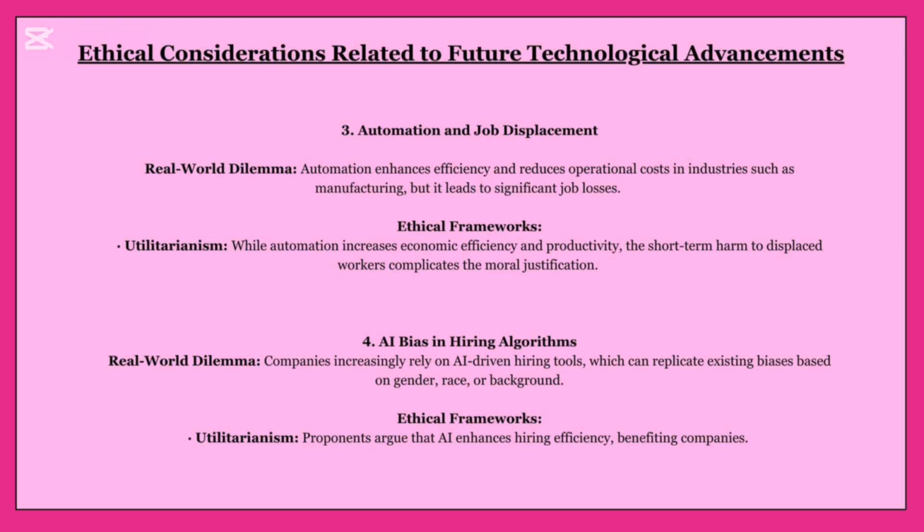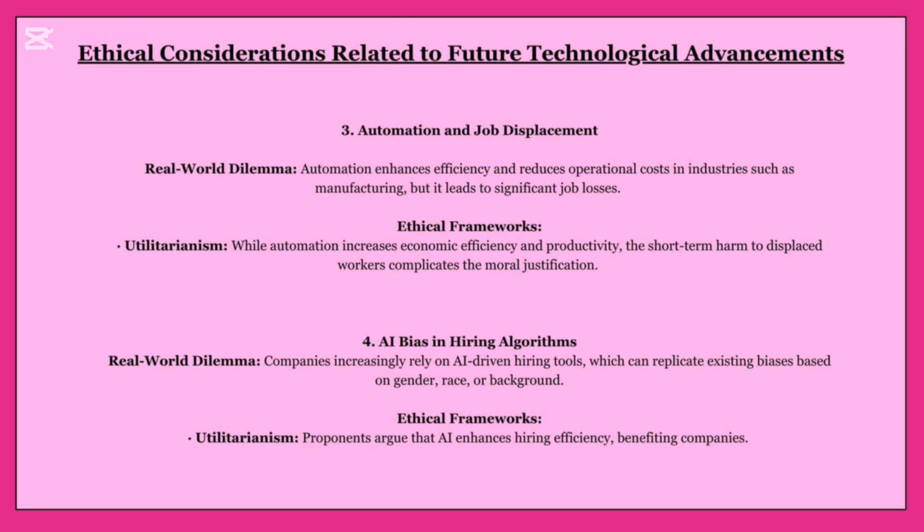Number 3. Automation and job displacement. Real-world dilemma: automation enhances efficiency and reduces operational costs in industries such as manufacturing, but it leads to significant job losses. Ethical framework: utilitarianism. While automation increases economic efficiency and productivity, the short-term harm to displaced workers complicates the moral justification.